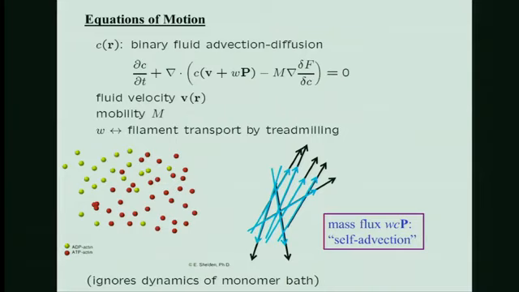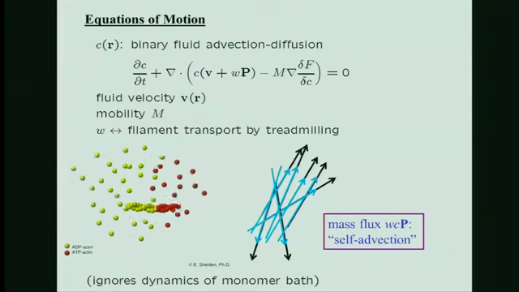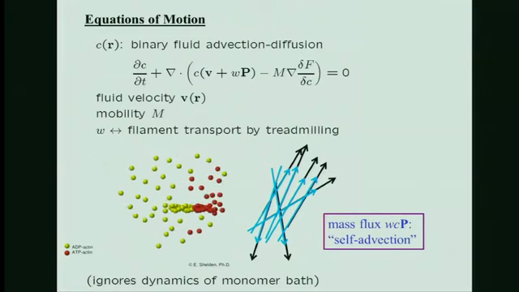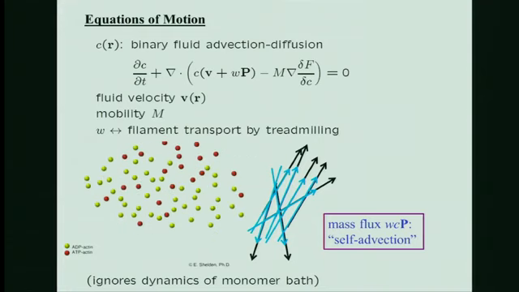Yeah, so that's that movie again. So the self-advection is a way of representing this process, and is what you get if you represent this process by only thinking about the filament and not about the monomers.